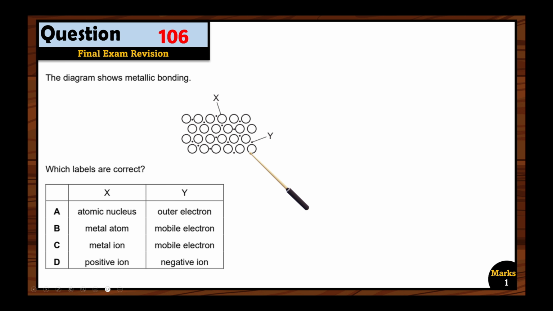Now let's see this one. Y is electrons. They say mobile electron or negative ion. Of course, it's mobile electrons, right? In metallic bonding, we have mobile electrons. We don't have negative ions. So option C is right.